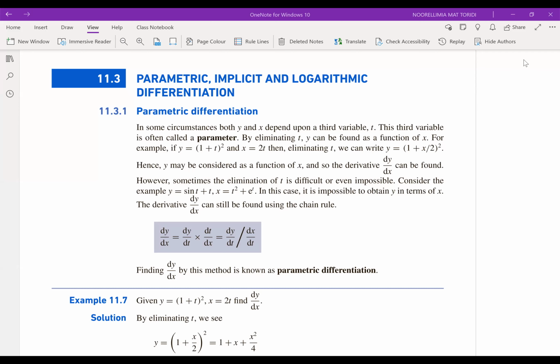Okay, so today we will continue techniques on differentiation part 2. The big topic is parametric, implicit and logarithmic differentiation. First we go through parametric.